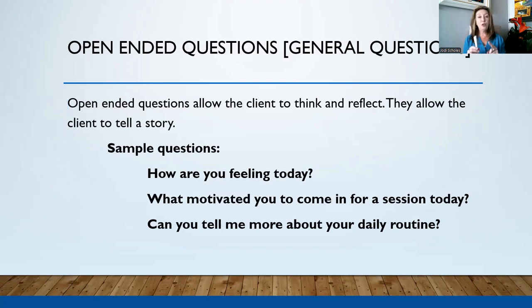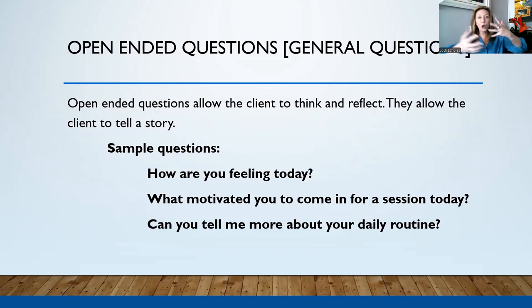The open-ended questions are sometimes also referred to as general questions. These are the questions that let the client tell their story. So, how did this happen? How did your ankle get swollen? How did you hurt your low back? They offer an opportunity for the client to think and reflect.